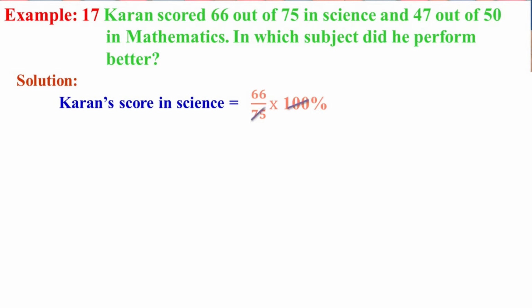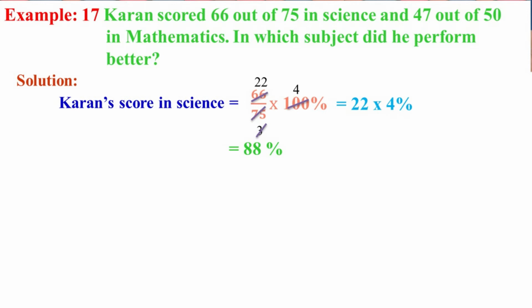Cancelling by 25, we get 4 in the numerator and 3 in the denominator. Again we can cancel 66 and 3. Here 3 is the common factor. By cancelling 66 by 3, we get 22 in the numerator. Now the remaining numbers are 22 into 4. On multiplying 22 into 4, we get 88. Therefore, Karan's score in science is 88 percentage.